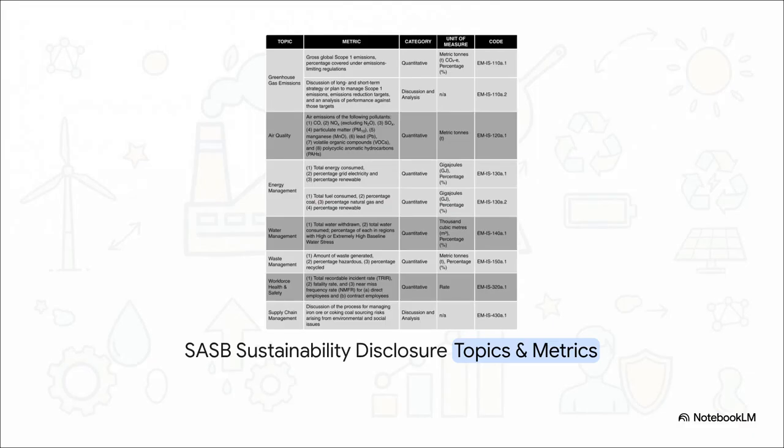Now, what's really interesting about this slide is how it lays out the entire landscape of SASB sustainability disclosure topics for the industry. But I want you to pay close attention to the bottom two rows. That's exactly where our focus lies today. First, you've got workforce health and safety, which relies heavily on quantitative rate-based metrics. And right below it, supply chain management, which is categorized as discussion and analysis. So while one demands really rigorous mathematical tracking, the other requires a detailed narrative of your risk management procedures. Let's look at why both of these are just so important.